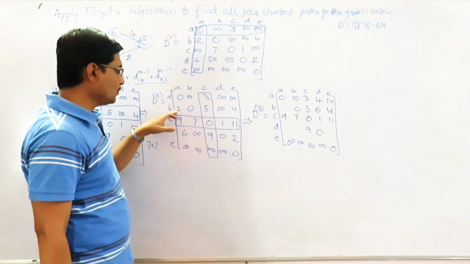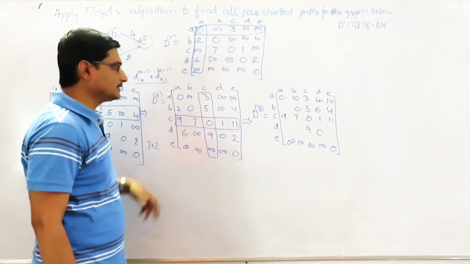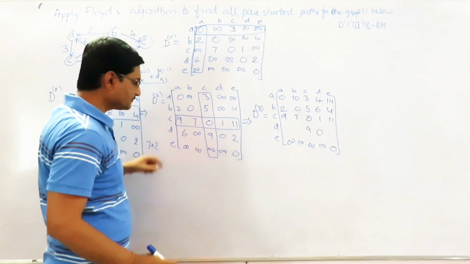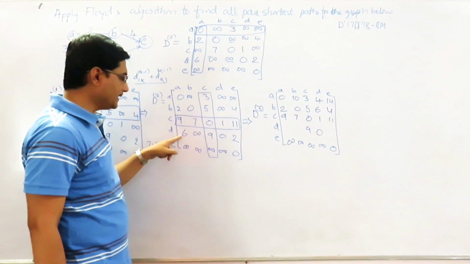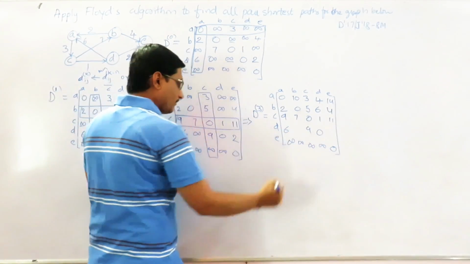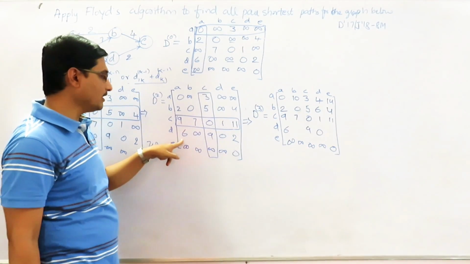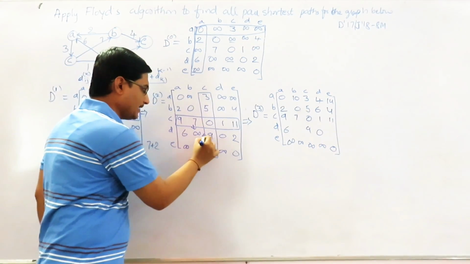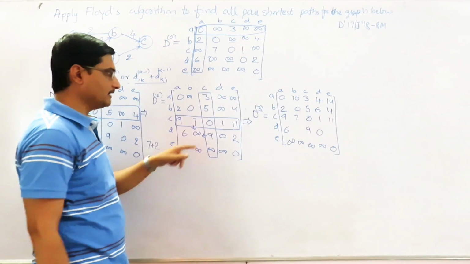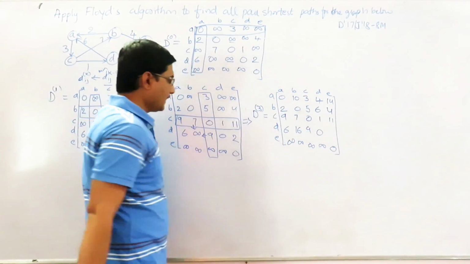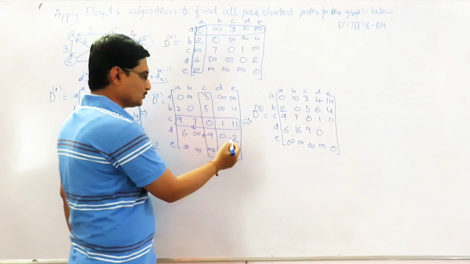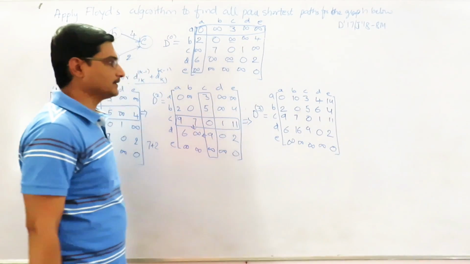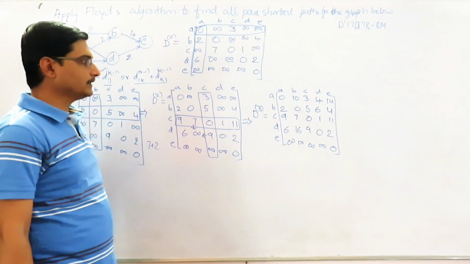And this is 2. 9 plus 5 is 14. 2 is less, so this will remain as it is. Now for these entries, 9 plus 9 is 18. 18 is greater than 6, so we will go for the earlier entry, the D of 2. And this is infinity. 7 plus 9 is 16. 16 is less than infinity, so let us update this. And for this entry it is 2. 11 plus 9 is 20. 2 is less, so 2 will remain as it is. So this is what we have got, D3.